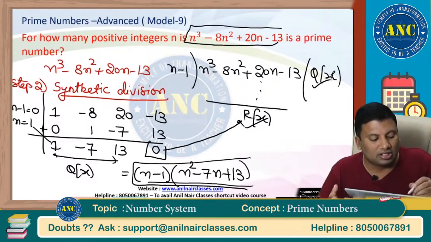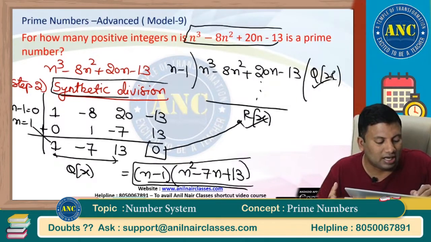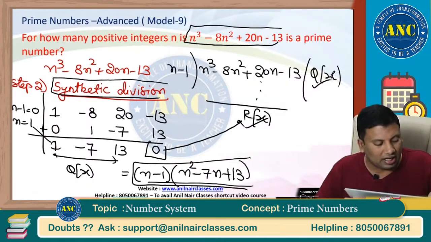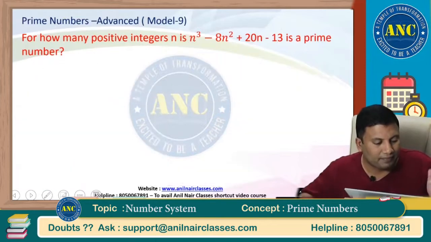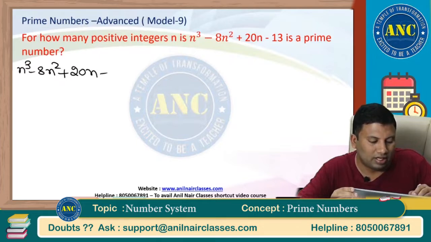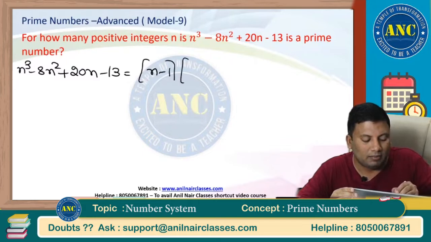Synthetic division helps us in determining the quotient as well as the remainder. Now see here, this is n cube minus 8n square plus 20n minus 13. It is nothing but n minus 1 into n square minus 7n plus 13.